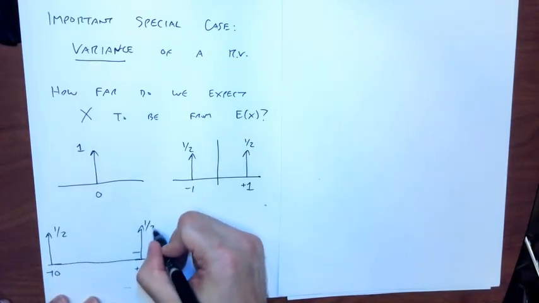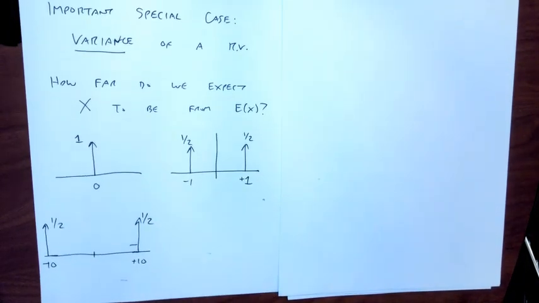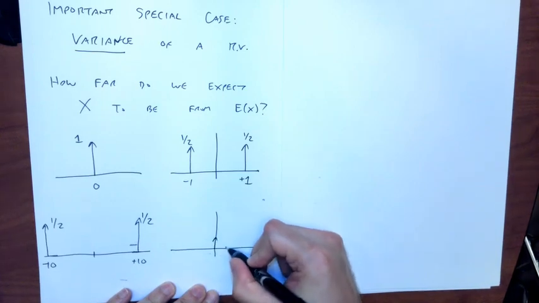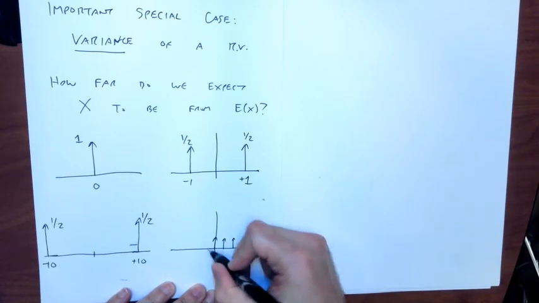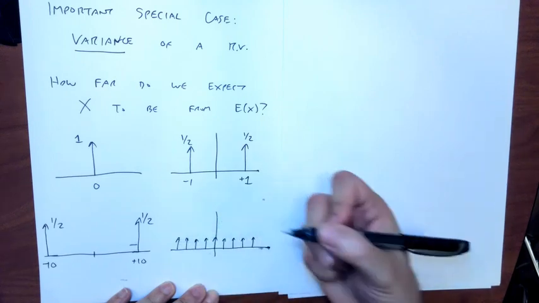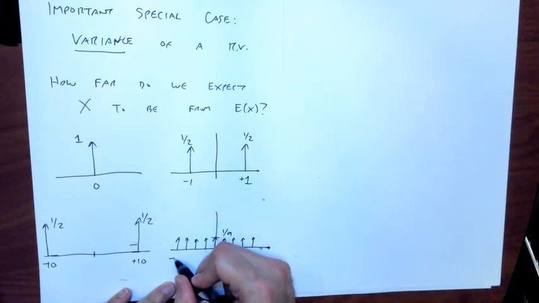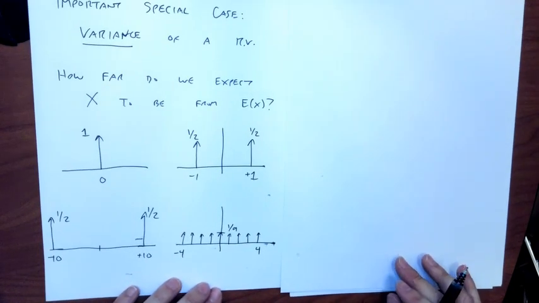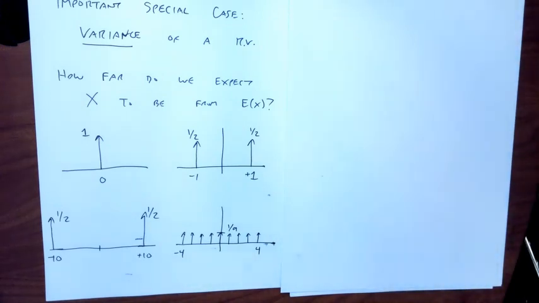The same 1/2, 1/2. This also has expected value of 0, centered around the middle, but intuitively I have a much larger spread of possible values. And finally, I could have something like this. Let's suppose I have a bunch of small arrows, each of which has height 1/9. So maybe I go from -4 to 4. Basically this is a uniform distribution on 9 values from -4 to 4. And again, it's centered in the middle, so I get an expected value of 0.